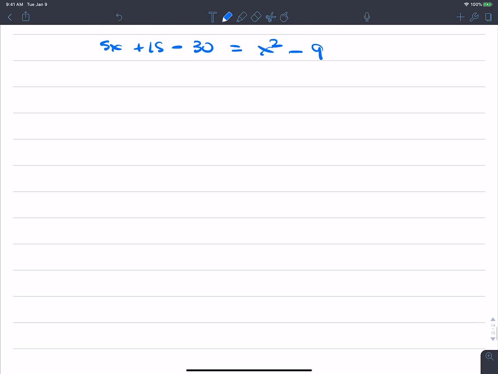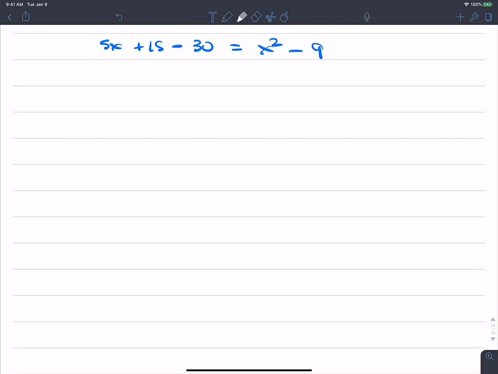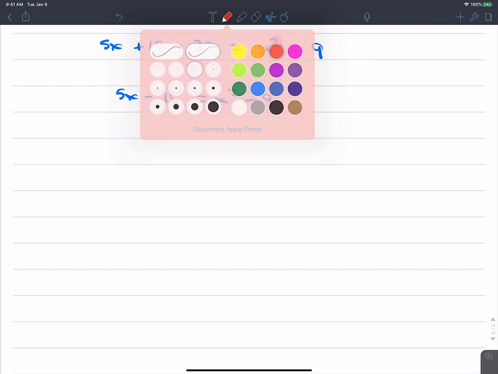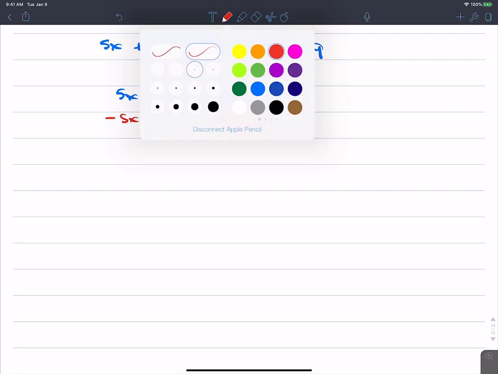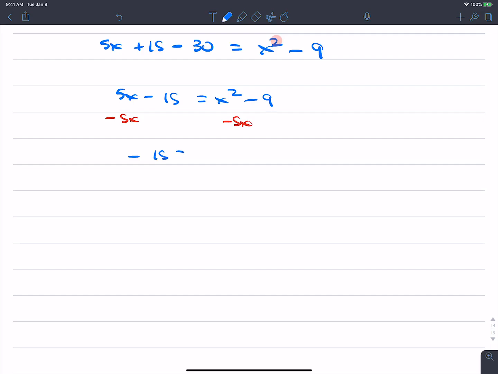And you have a nice quadratic because your highest power of your variable x is what? Is 2. Anyway, so you might say, what do I do? Well, let's simplify. 5x minus 15 is x squared minus 9. So let's make the left side equal to 0. Negative 15 is x squared minus 5x minus 9. And then what do you do with that 15?